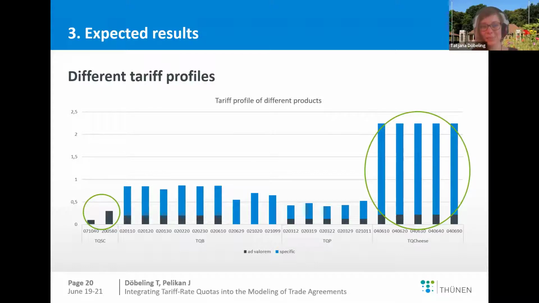I would say, if we have some kind of market in which, for instance, sweet corn on the very left here is traded and its tariff profile is very strongly influenced by ad valorem tariffs. And if we would have a commodity like cheese being traded and the tariffs in there are mixed tariffs that are strongly dominated by specific tariffs, then those two should act differently as soon as we have a quota both for sweet corn and for cheese.